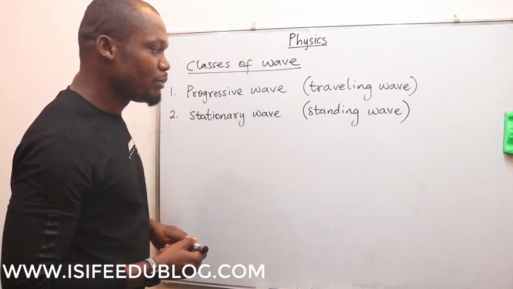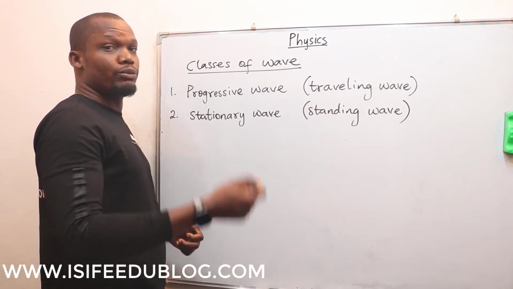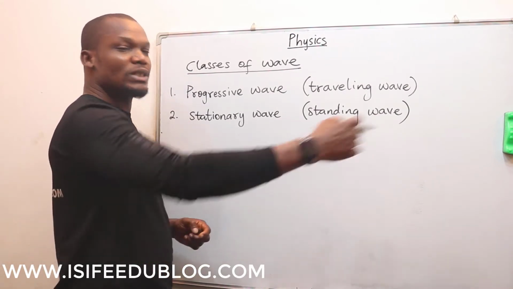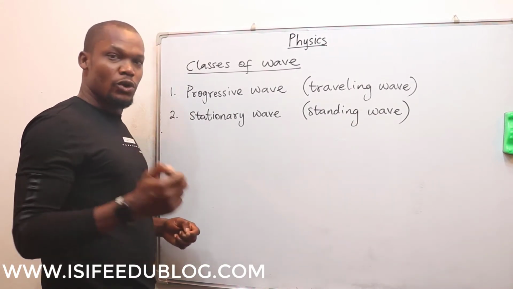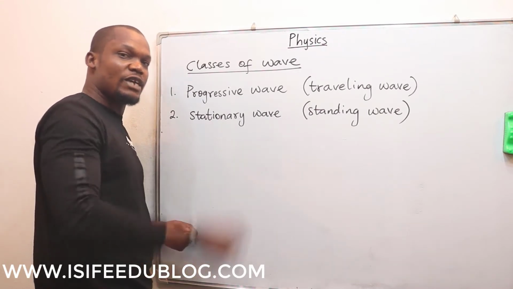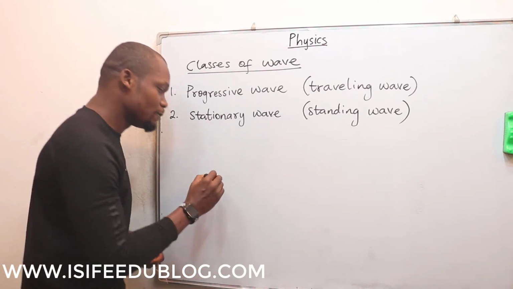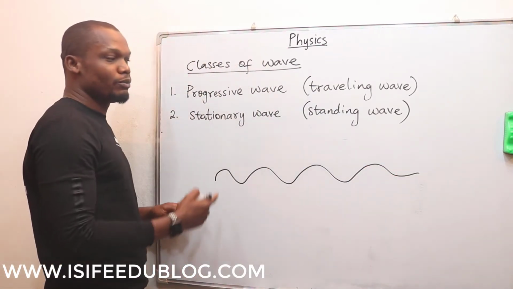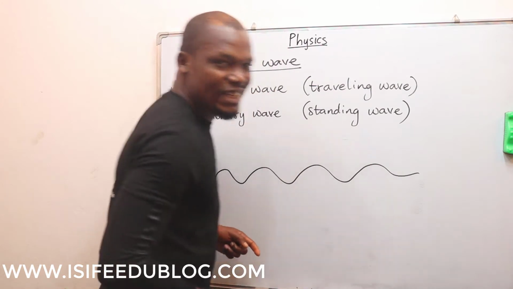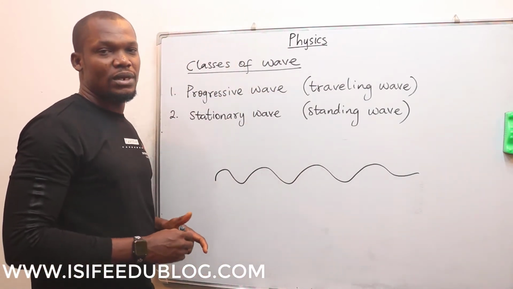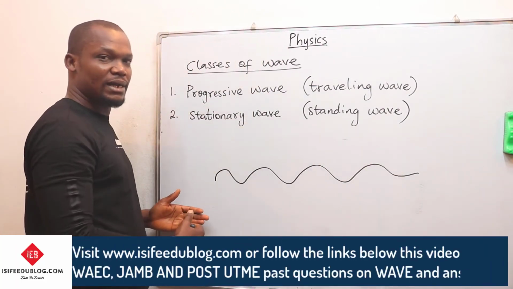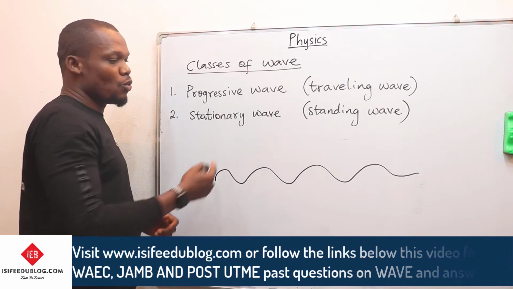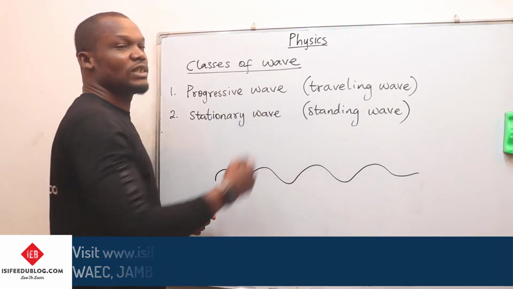Let us take, for example, we have a rope, and this rope is loose at both ends. We hold the rope at one end and you move your hand up and down. You will notice the wave in the rope moves to an indefinite direction. Hence, it does not return back to the point of action. We call this wave a progressive wave.